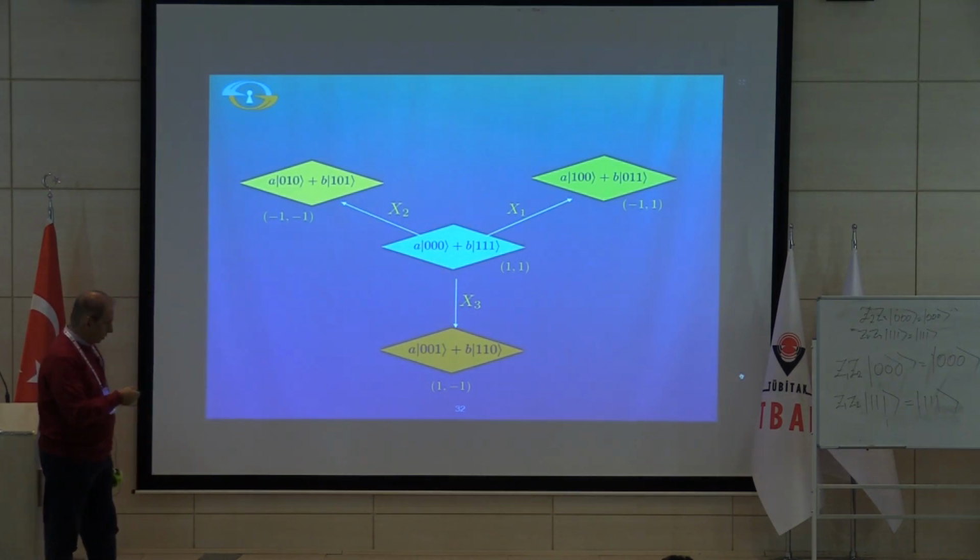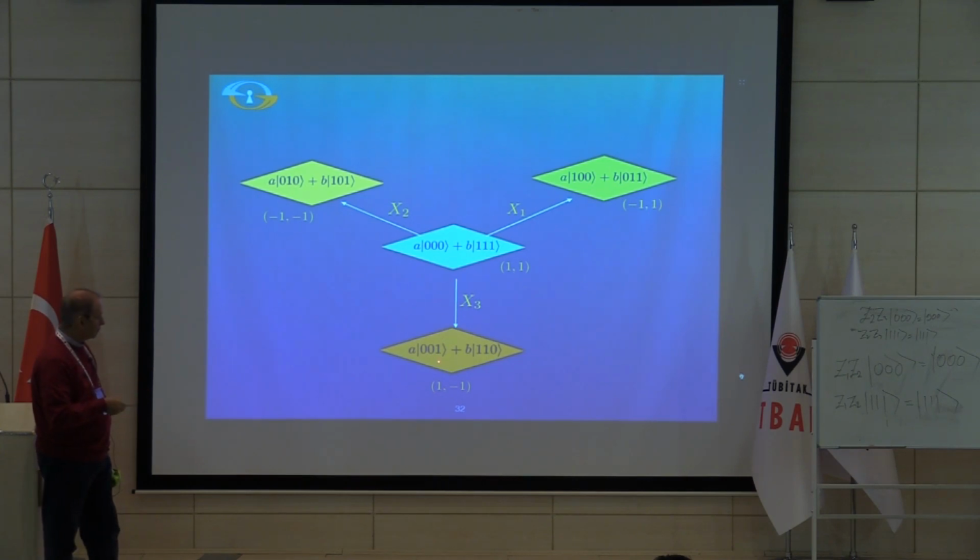This is the original state which has eigenvalues 1, 1. It's a correct state. This is the eigenvalue -1, 1. Why -1, 1? Let's see. The first 2 qubits are different. But the second pair of qubits are the same, right? 1, 1 and 0. That's why the symptom is -1.